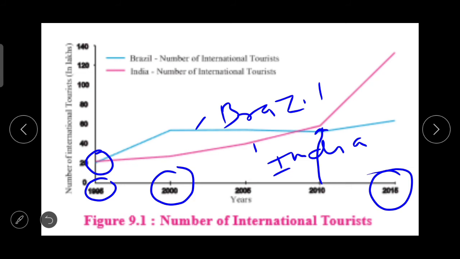And the last question based on this figure, what could be the reason of increase in tourists in India after the year 2010? Now here also you have to write down the answers, or you have to guess the answer of this question. What could be the reasons that after 2010 international tourist attraction in India increased and more and more tourists started coming?